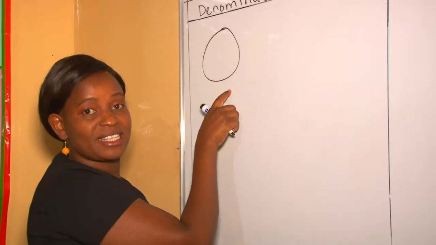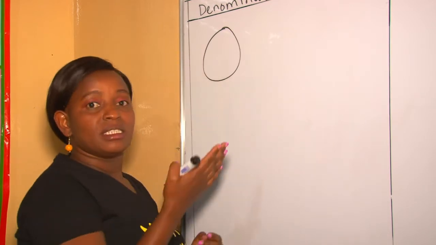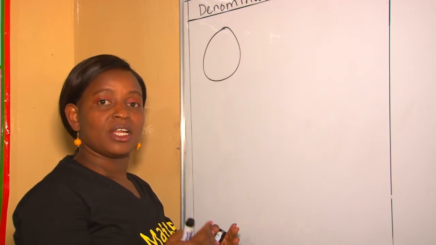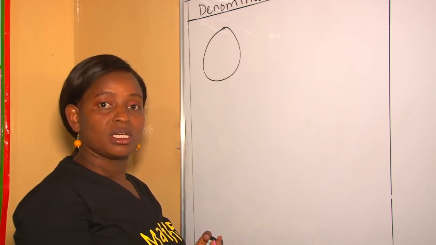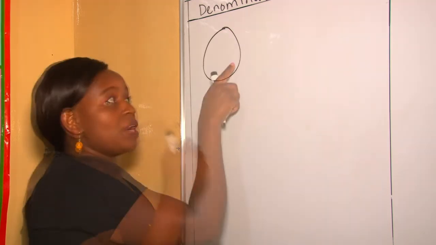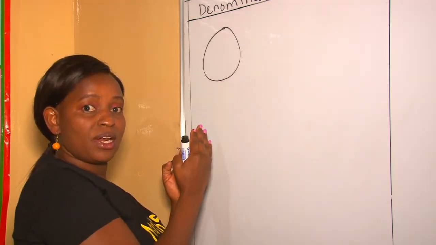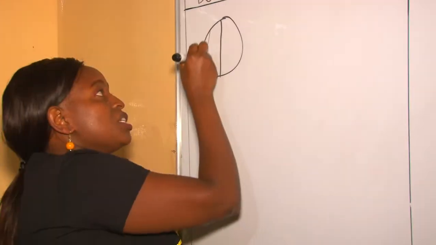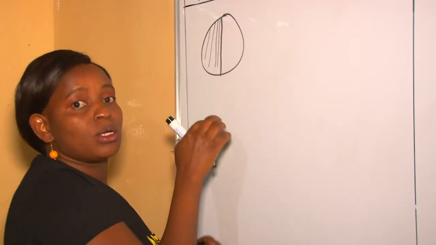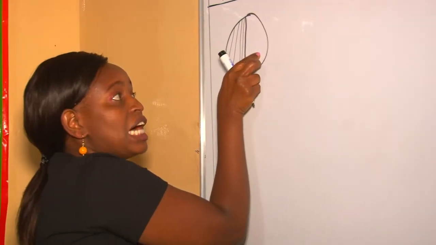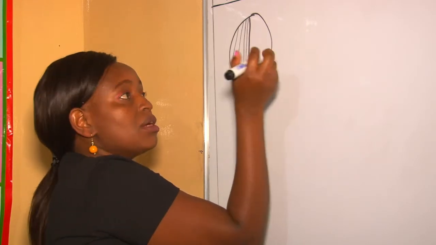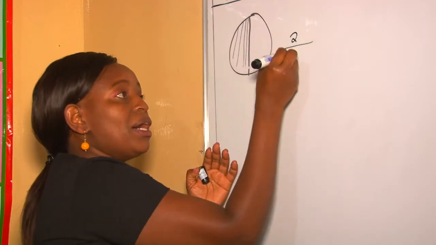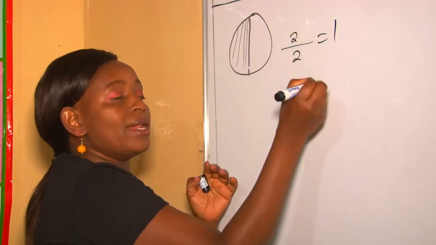If we have a circle like this one, and let's say this circle represents an orange that you need to share with two children. When it's one, we say it's a whole orange. Now we can divide it into two equal parts, where each part represents a half of that whole orange. So one orange has been divided into two parts. Therefore, the two parts make one whole. That is, these two parts, 2 over 2, is equal to 1, which is a whole.